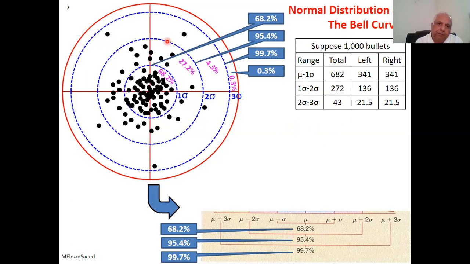Because we have dropped all these bullets, or raised all these bullets to this line, we are now discussing the data left or right of this center line. So how many bullets would be to the left of this center line? We take half of this, 341 to the left, 341 to the right. Half of this, 136 to the left, 136 to the right. Let's say 21 and a half bullets. It is possible to divide the bullets into two, let's, for the time being, assume that. So 21.5 bullets to the left of this center line and 21.5 bullets to the right of the center line outside this circle.